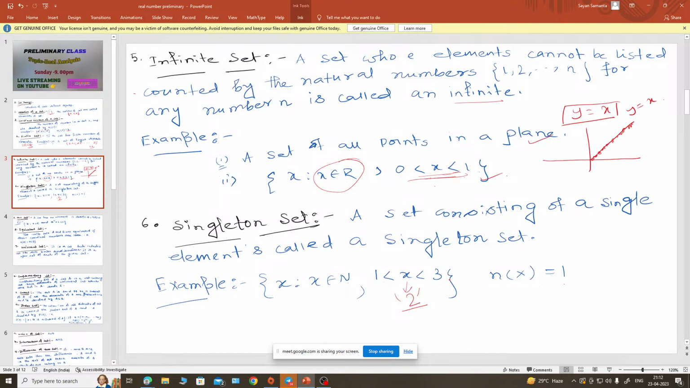x belongs to 1 to 3, and x belongs to natural numbers. So here the natural number exists only 2. So here in the singleton set only one member exists. So n of 1 equals n of x equals 1. So this set is called a singleton set. If there exists only one single element, then it's called a singleton set.